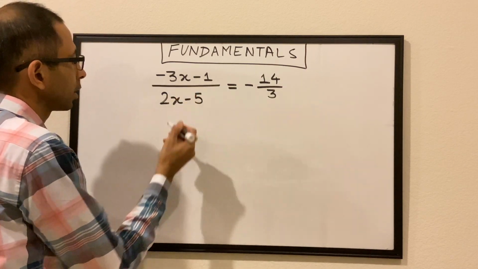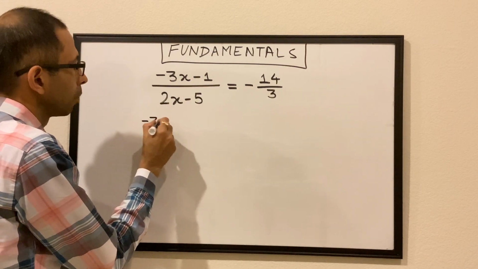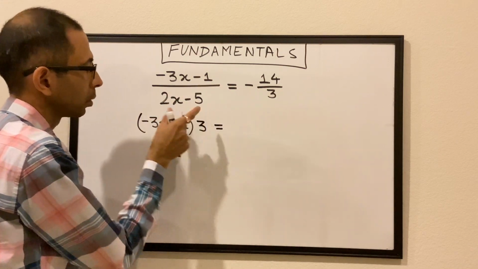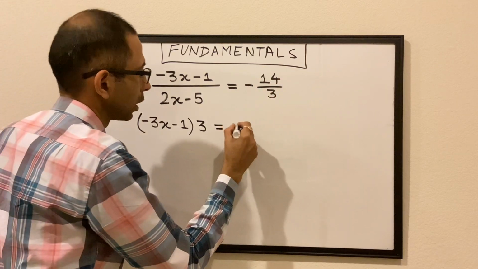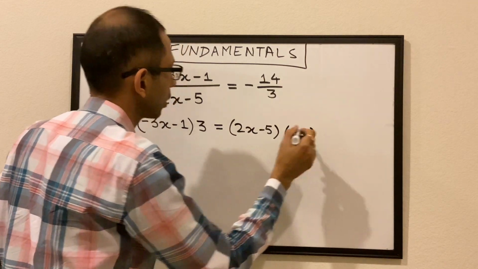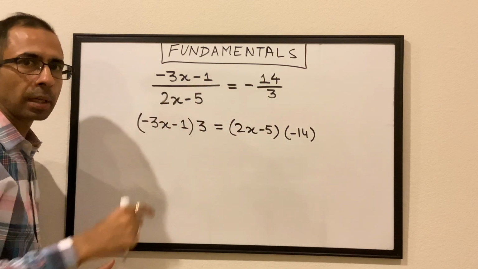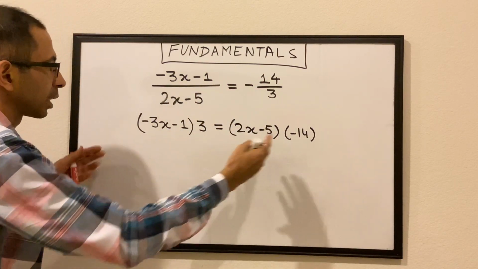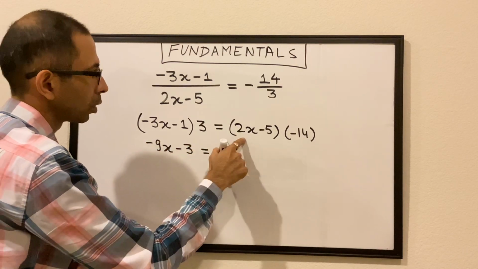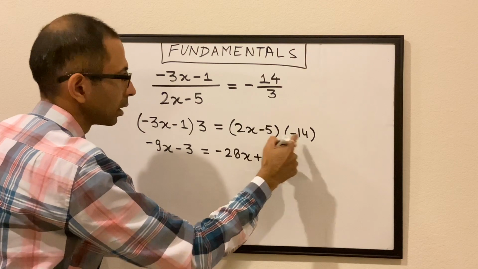So when we do cross multiplication, as we mentioned earlier, this term is going to be multiplied by this term. So (minus 3x minus 1) will be multiplied with 3, equal to this term multiplied by minus 14. So (2x minus 5) times minus 14. These two terms get multiplied, equal to these two terms getting multiplied. That's what cross multiplication is. Now let's expand them. So we get minus 9x minus 3 is equal to minus 28x plus 70.